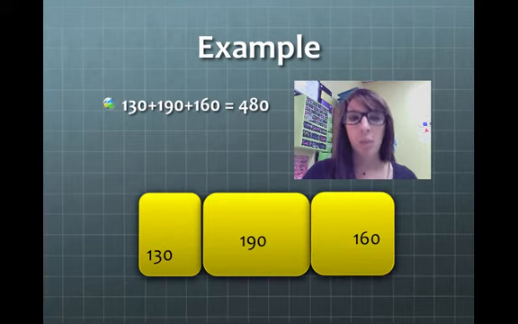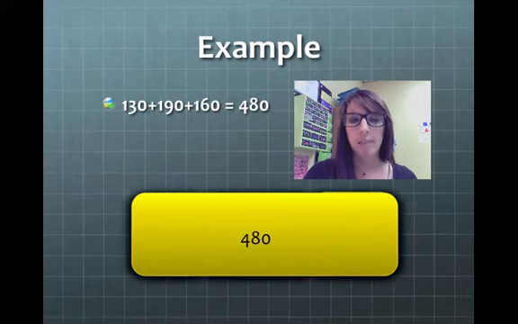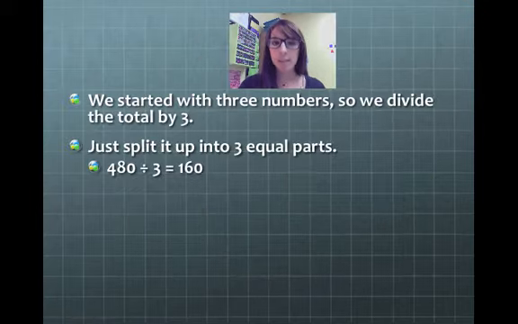When you add up 130 plus 190 plus 160, that gives us 480. So if you add up all the numbers of everyone on the elevator, it's 480 pounds. So that's the first step of the mean, adding up all the numbers. But there's a second step. You have to divide by how many numbers there are.